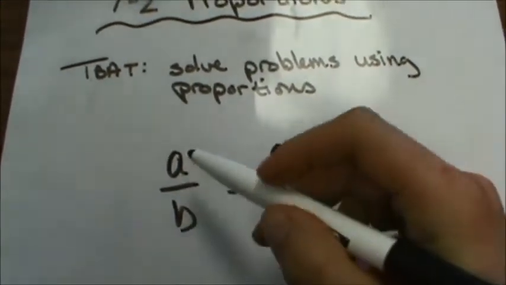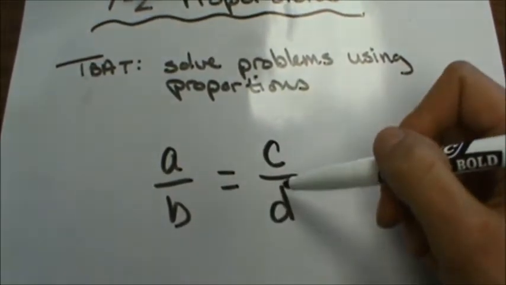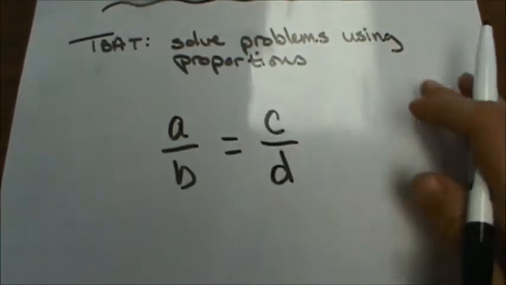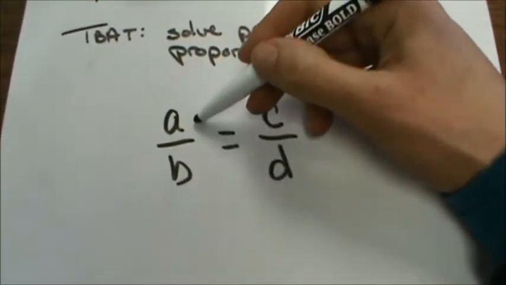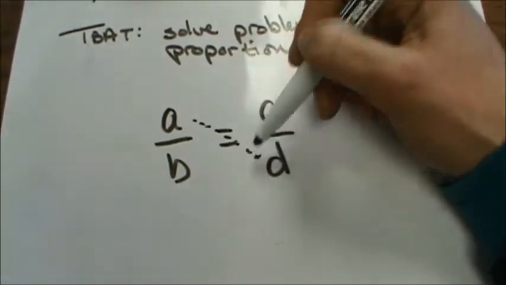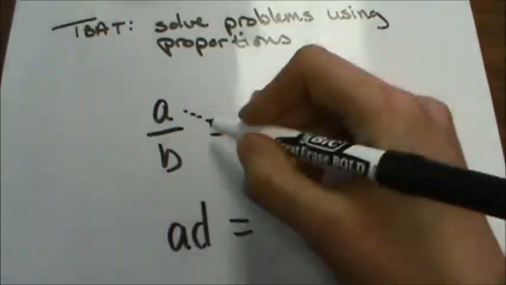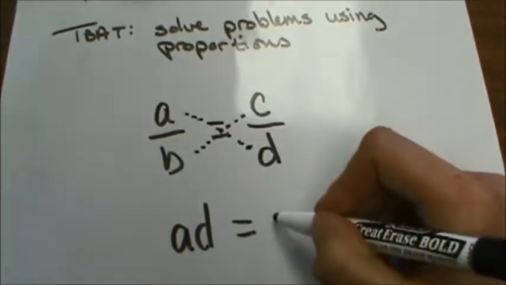And if I have one ratio equals another ratio, I can solve for this, or I can rewrite this by cross multiplying. That is where you do A times D equals B times C.